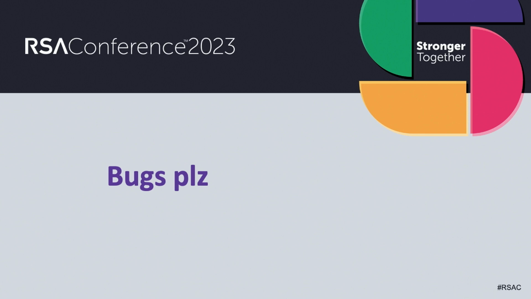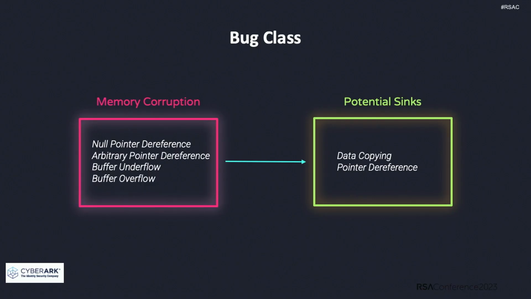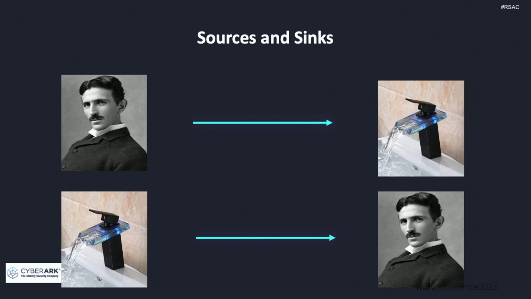So let's go for the fun part, which are, of course, bugs. The bug classes that we are looking for are bad pointer dereference, originating from null pointer dereference, arbitrary pointer dereference, and all kinds of buffer overflow. The potential places or sinks where these things can happen are in mismatched data copy operations, and also in pointer dereference.